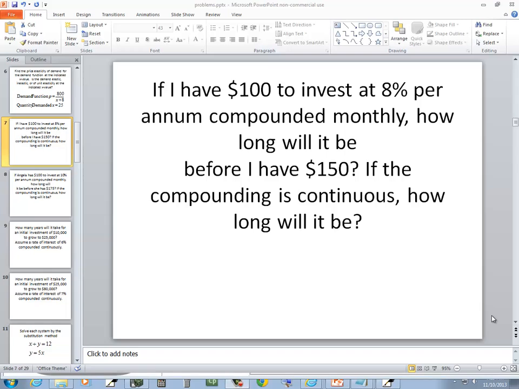If I have $100 to invest at 8% per year, compounded monthly, when will it be $150? If it's continuous, how long will it be?